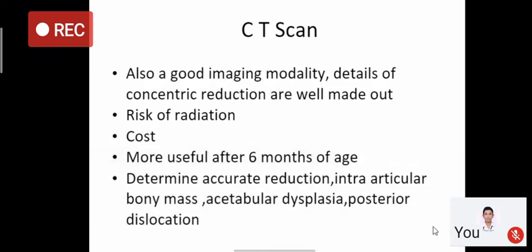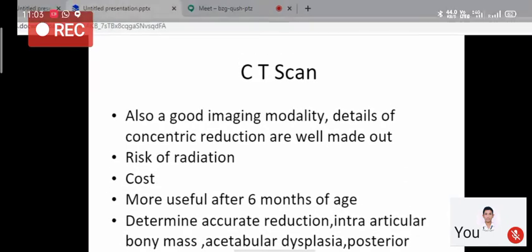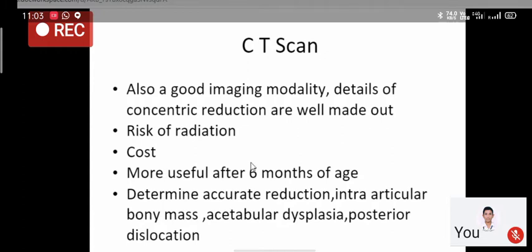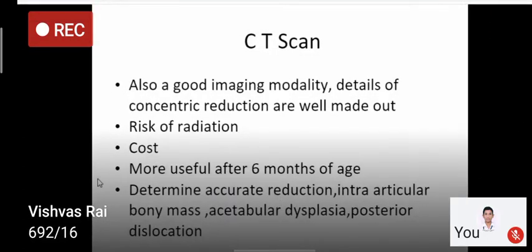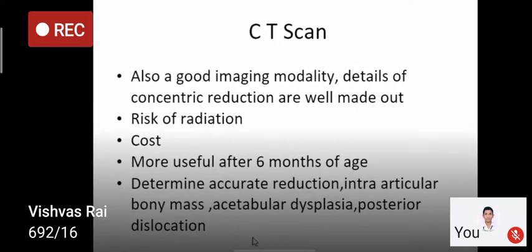CT scan is a good modality. Details of the concentric reduction are well made out. Again, there is risk of radiation, the cost is more, and before 6 months it's not of much use because they are not ossified structures.